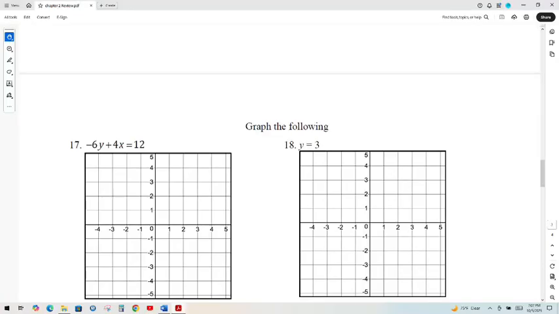Okay, let's move on to the graphing part. Number 17, we have negative 6y plus 4x equals 12. Two methods you can do. One is using the intercepts to find the x and y intercepts.